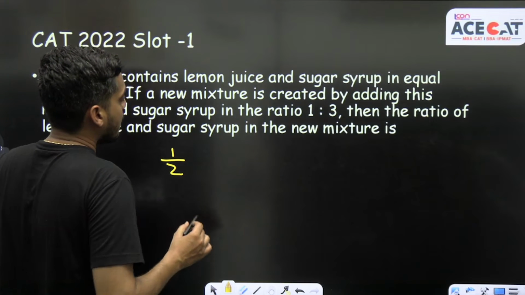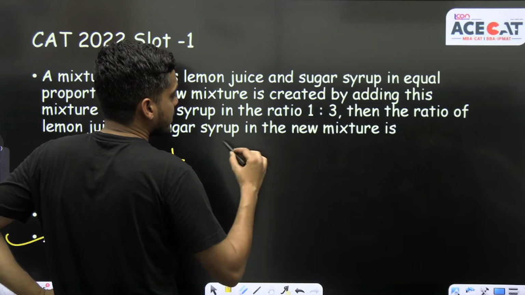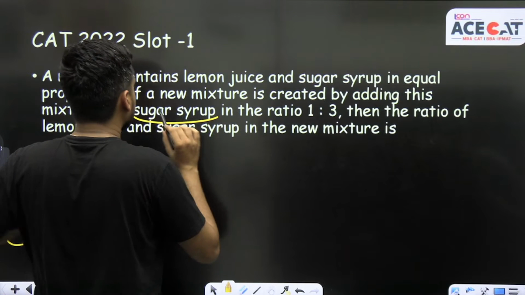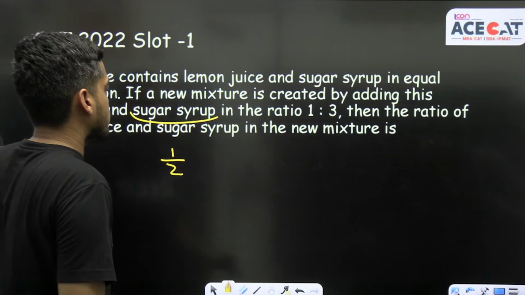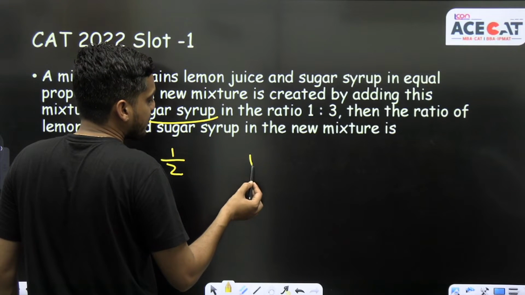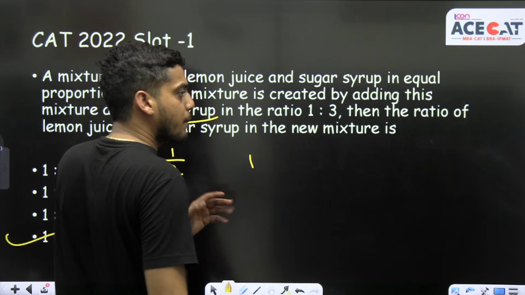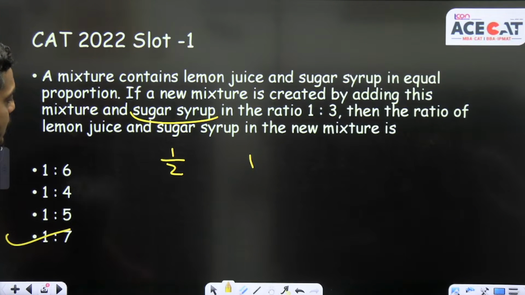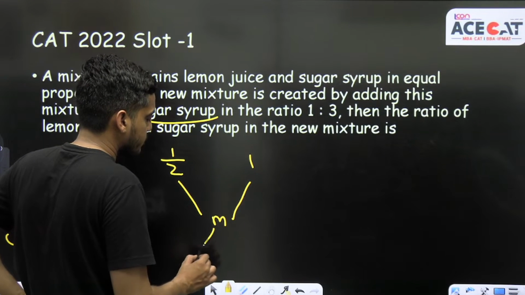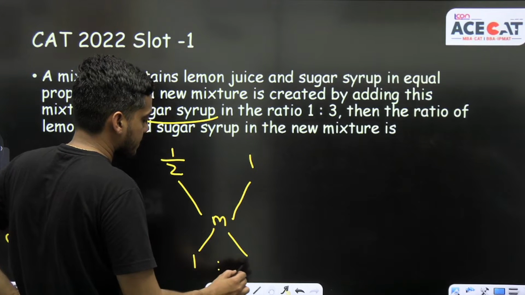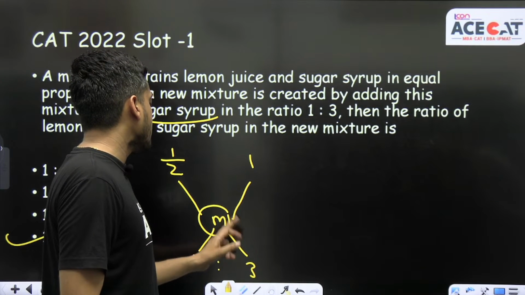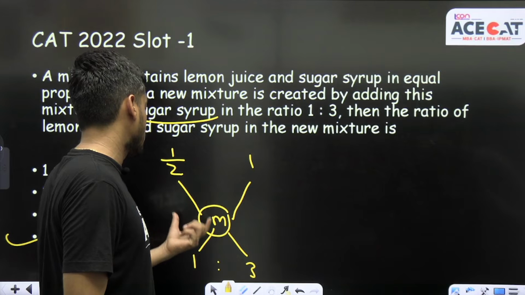Okay. Now students, in the second mixture, that is of sugar syrup, we are mixing this first mixture and the sugar syrup in the ratio of 1:3. So the sugar syrup is pure sugar syrup, so it is 100%, or we can say 1 out of 1 is sugar syrup only. Now they have been mixed in the ratio of 1:3. This M will tell you the concentration of sugar in the mixture, guys.